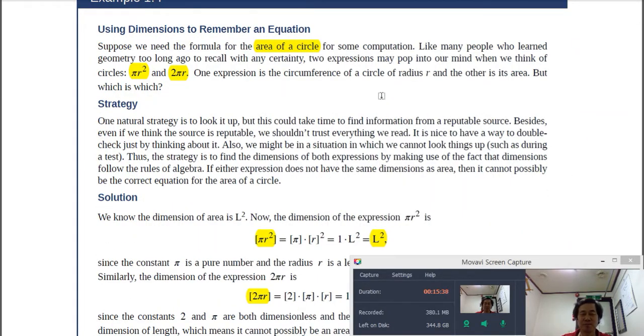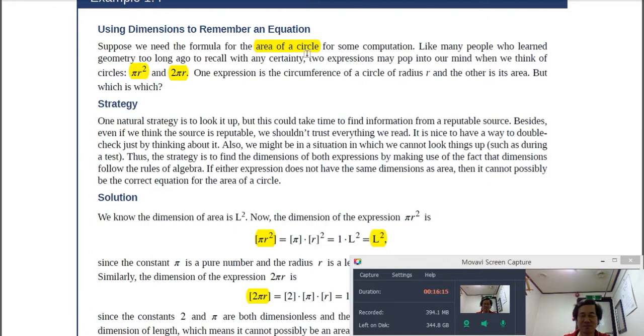Suppose you are not sure about the formula for the area of a circle. You think that it may be pi times r square or 2 pi r. So you are not sure which one is correct. Then we can compare the dimension of the area of a circle and these expressions.